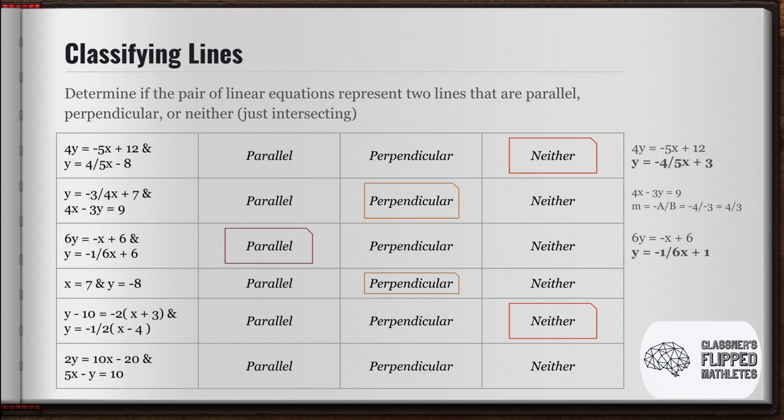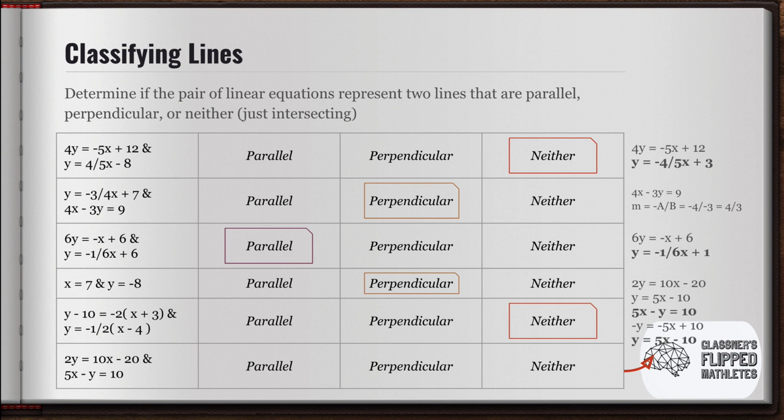For the last one, kind of gross looking, we're going to have to do some work on both of them. 2y equals 10x minus 20 is kind of slope-intercept form, and 5x minus y equals 10 is kind of standard form. Well, it is standard form. So let's take that first one, 2y equals 10x minus 20, and let's divide it by 2. So we get y equals 5x minus 10. Your slope is going to be 5.